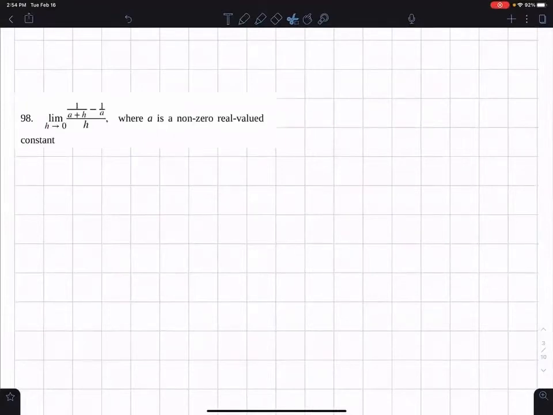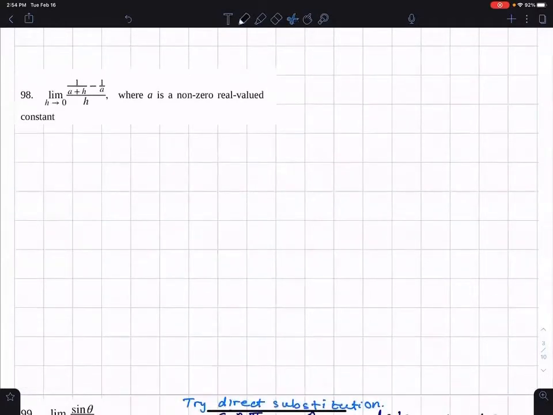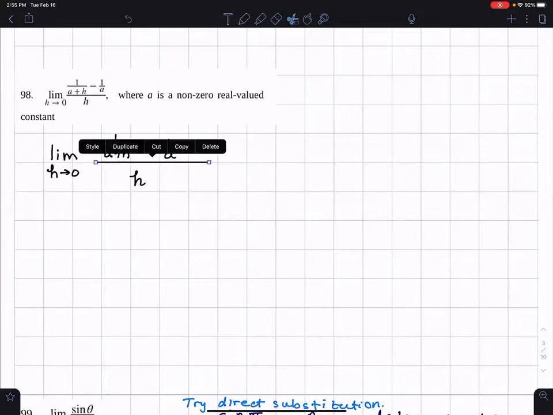All right, right here, we're going to evaluate this limit where a is a non-zero real valued constant. And this really has to do with a lot of algebra here. So what we have here is what someone might call a complex fraction, which is a fraction inside of a fraction. And so we're going to simplify that first. Essentially, it just comes down to us algebra simplifying a problem.